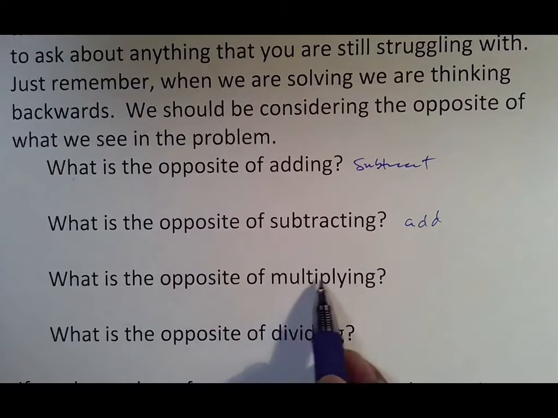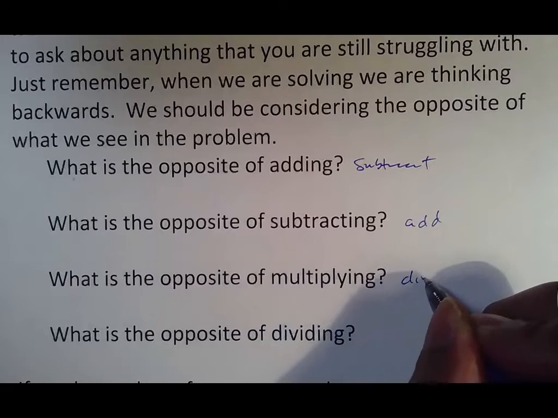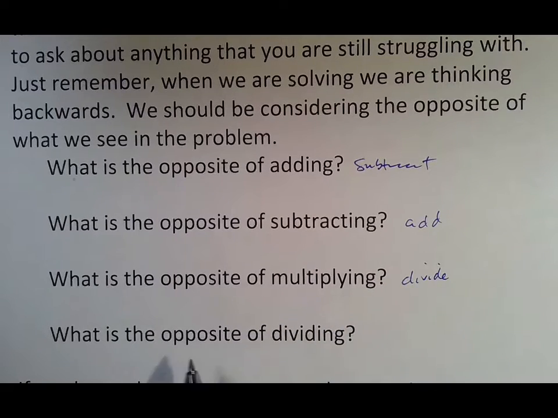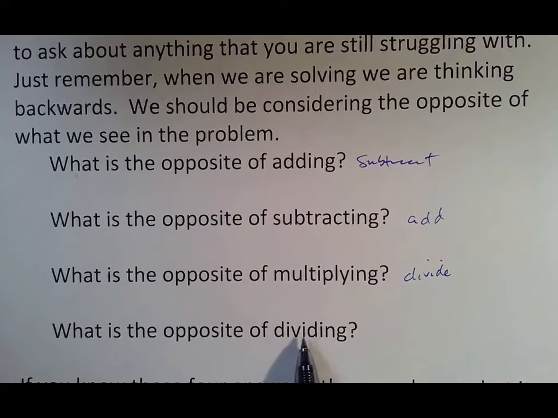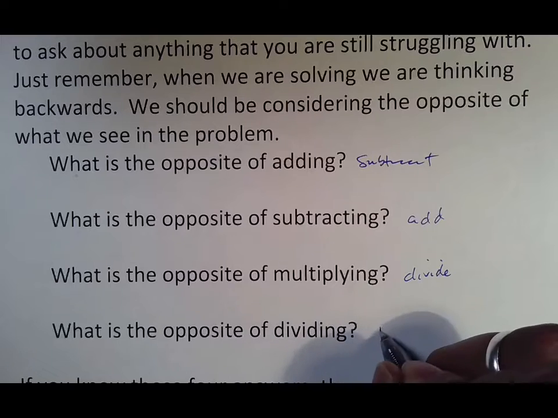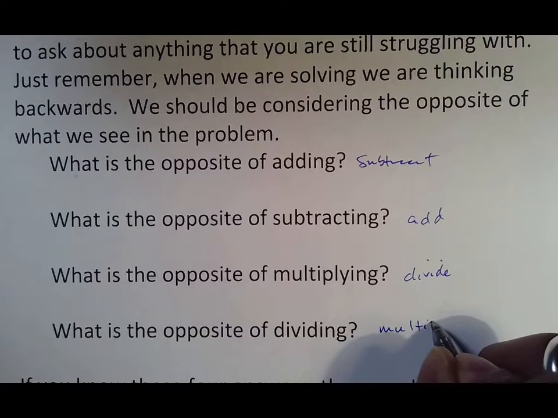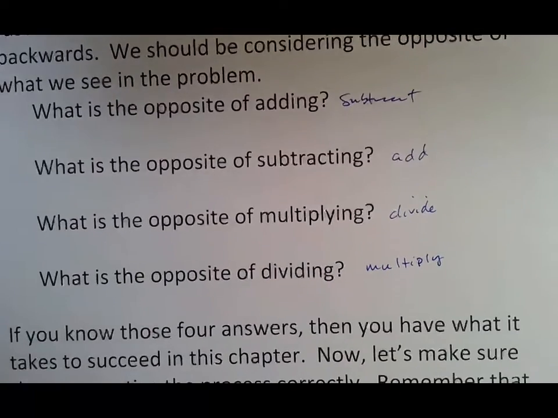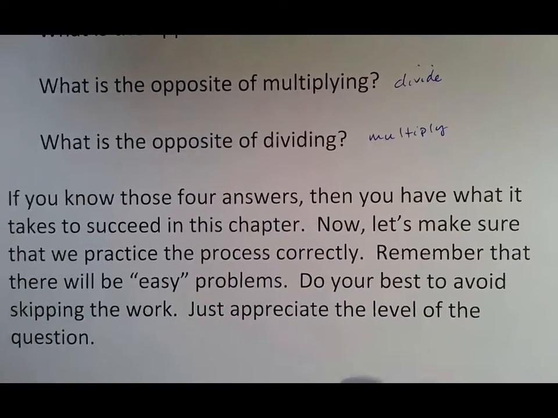If you see two numbers connected that are being multiplied, anything like that, you should be thinking that you must divide. And if you see two numbers that are being divided, which means, again, it would be like a fraction, then you are going to think multiply. As long as you understand that, you at least have the general idea. If you know those four answers, then you have what it takes to succeed in this chapter.